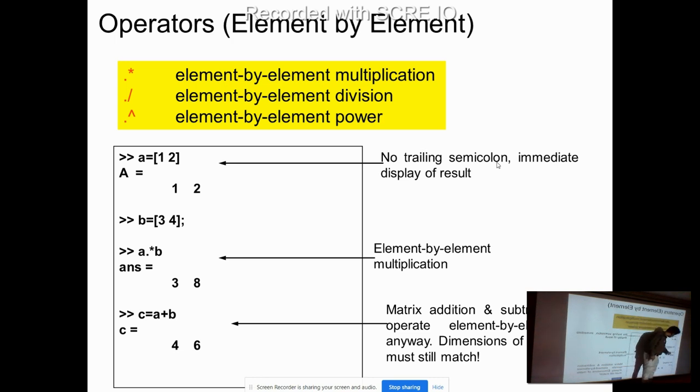For example, if I use A dot slash B, 1 by 3, the answer will be 0.33. 2 by 4, so you get 0.5. Corresponding it will give. Similarly, power: dot cap. Use the dot operator before the cap symbol.